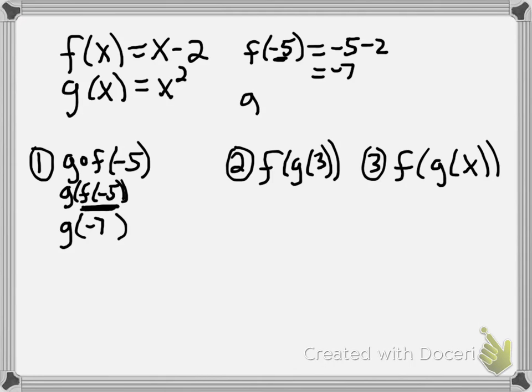So in my g function, I'm going to plug in negative 7 in for x. So if I plug in negative 7 in for x, it is a negative squared, so it does need to be in parentheses. So negative 7 squared, which is 49. So that means the final solution of this is 49. So that's a composite function. Again, you evaluate the inner function first, and whatever that answer comes out to be, that's kind of the input for your next function.